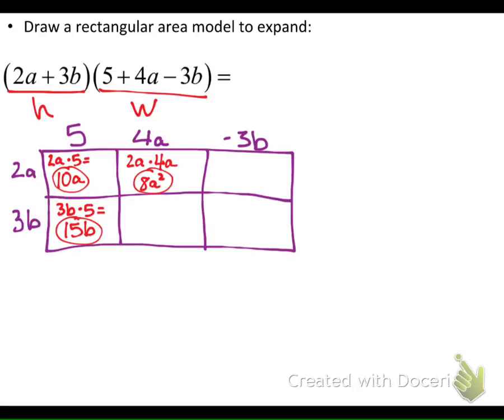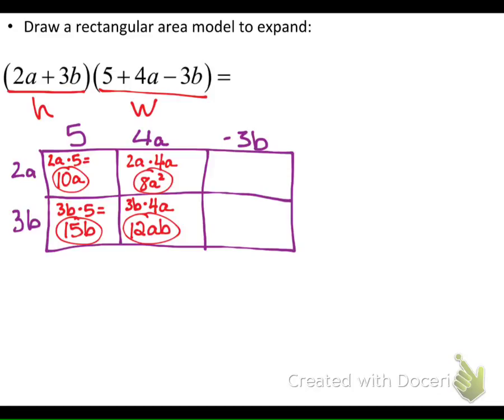All right, Eleanor, we got to show them my middle box. 3 times 4A equals? 12. Remember, we put those in AB. Yep, we put them in alphabetical order, right? All right, good job. All right, almost done with our boxes, guys.